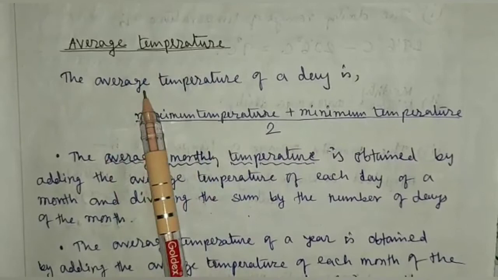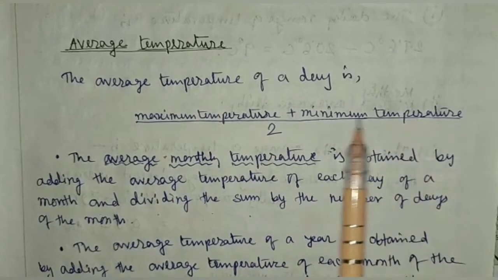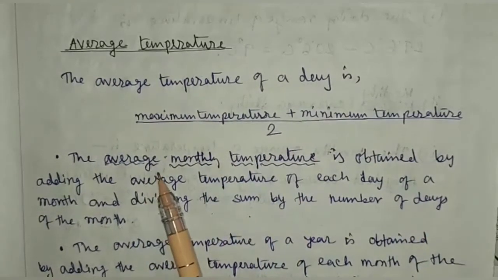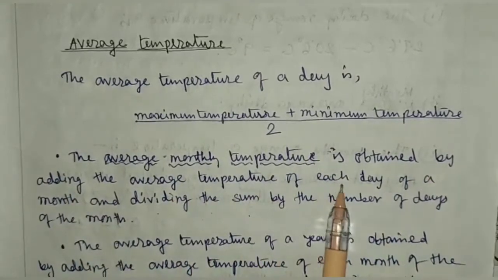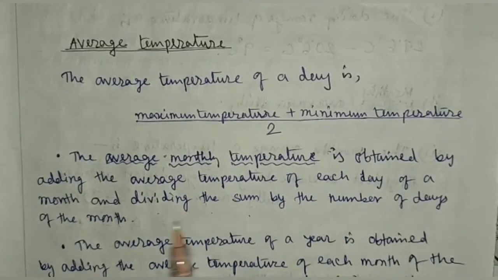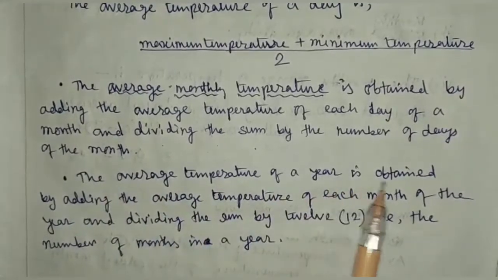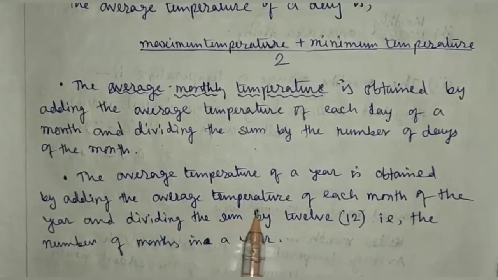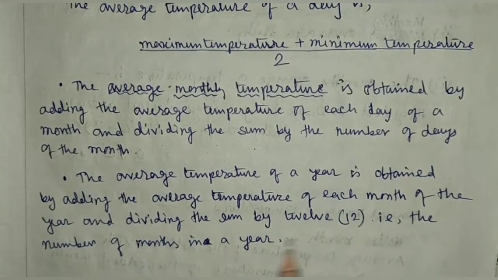Average temperature. The average temperature of a day is maximum temperature plus minimum temperature divided by 2. The average monthly temperature is obtained by adding the average temperature of each day of a month and dividing the sum by the number of days of that month. The average temperature of a year is obtained by adding the average temperature of each month of the year and dividing the sum by 12, the number of months in the year.